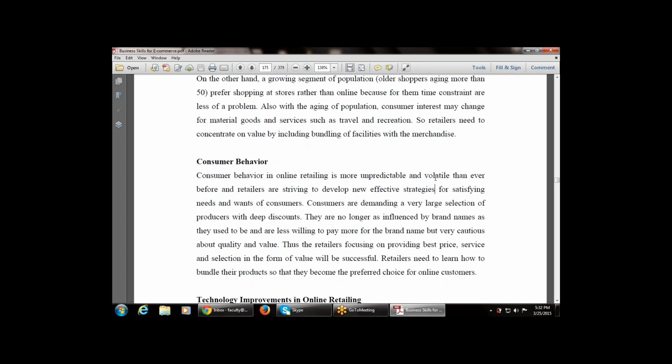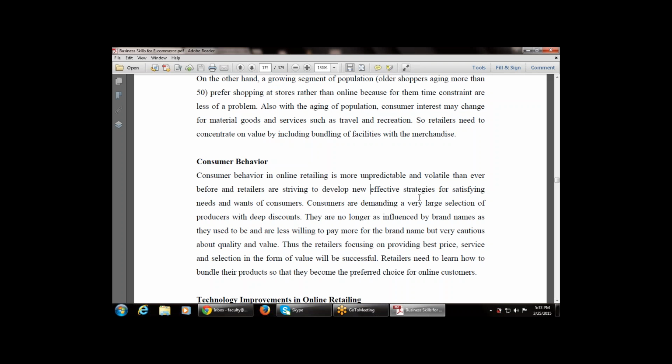Now more than ever before, retailers are striving to develop new effective strategies for satisfying the needs and wants of customers. Consumers are demanding a very large selection of products with deep discounts. What is the consumer demand? They demand a large selection of products with deep discounts, because every customer needs a good discount while he or she purchases the products.